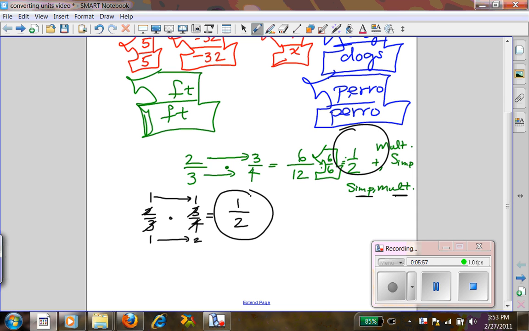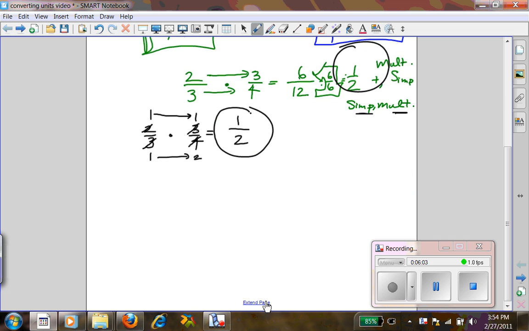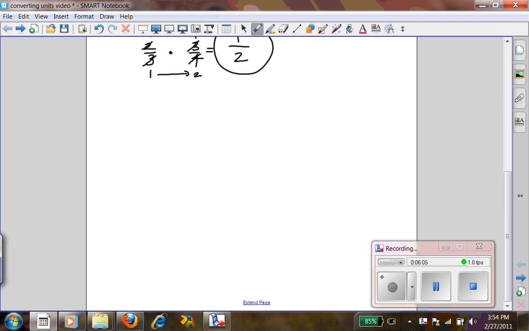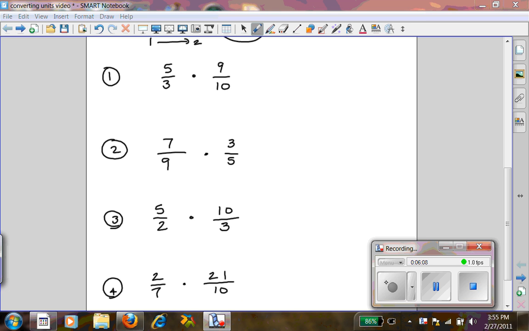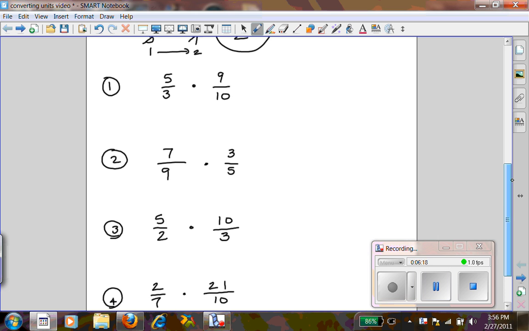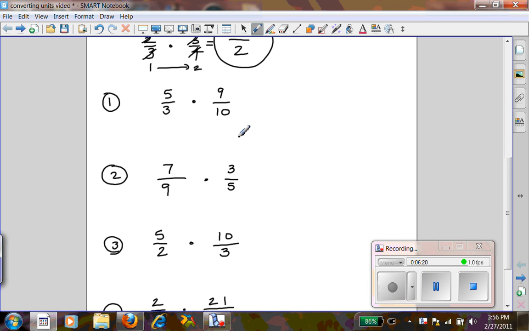All right, now let's see if you can do it on your own. Let me give you a couple examples and try these out. All right, let's try this first one together. I'll get you started. So first thing is, I want to simplify first. That's what I want you to do on all of these. Simplify first, then multiply. No calculators. Don't be all shady.